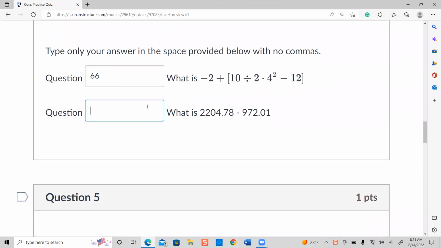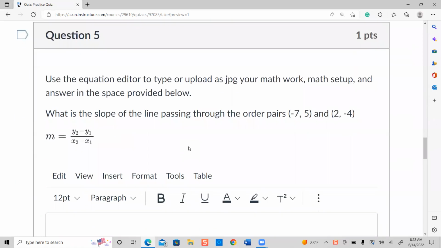Okay, question number 2 says we have 2,204.78 minus 972.01. And this gives me an answer of 1232.77. It didn't tell me to round, so I'm not going to drop any decimals or any numbers off. I'm not going to try to round. If it says round to the nearest whole number, then that means it would have been a 3 here. It says no commas, so I'm not going to put any commas.